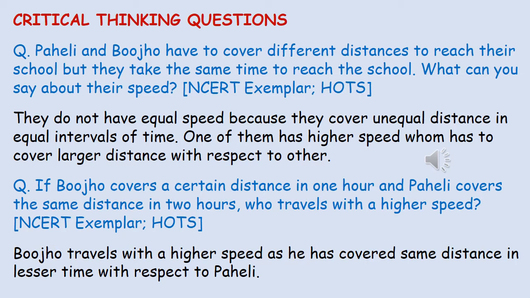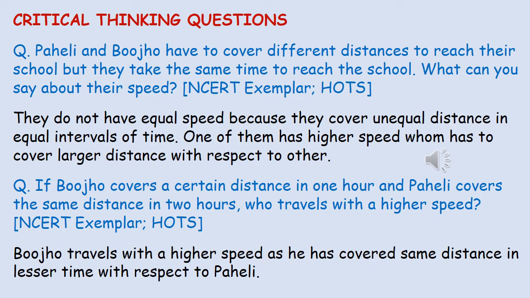When a body covers unequal distances in equal intervals of time, it is said to move in non-uniform motion. So one of them has higher speed and one is lower. Which one will have higher speed? The one who has traveled a larger distance, either Paheli or Bojo, it depends. Whoever has traveled a larger distance, he or she will have the greater speed.